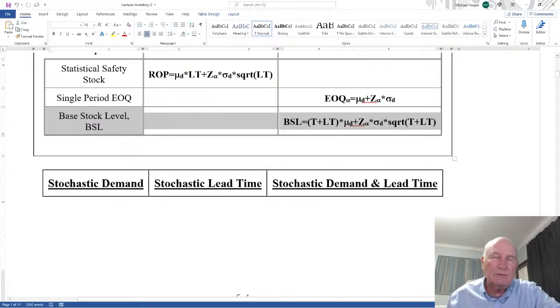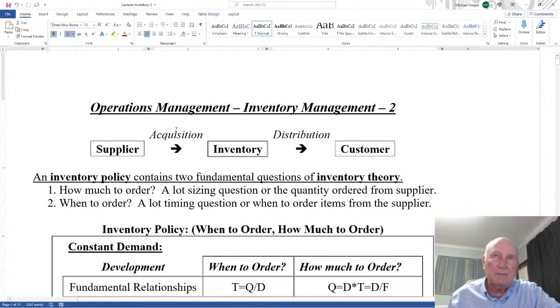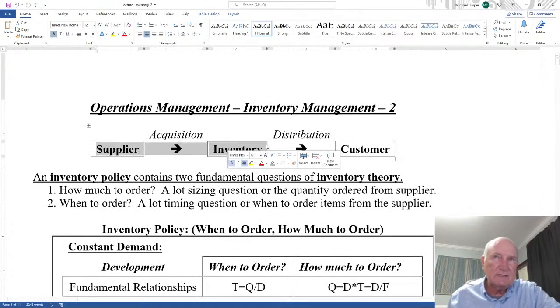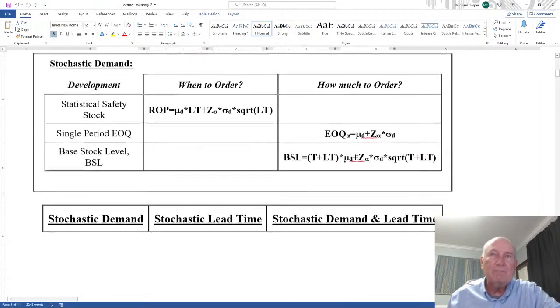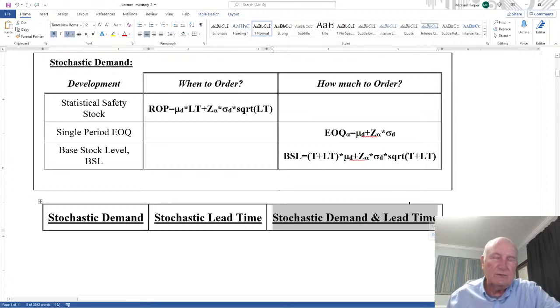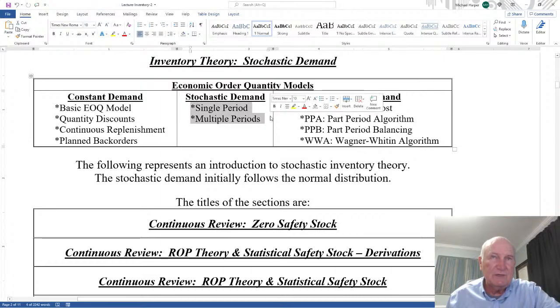I will end with, though I don't develop it, an allusion to how stochastic demand can also come with stochastic lead time. The lead time upstream to the supplier can be stochastic, the demand downstream to the customer can be stochastic, or they both can be stochastic, and that is where you have realistic inventory management. So, an overview: if you remember, in economic order quantity models, we had stochastic demand with a single period and multiple periods, and I'll do both of these in this video.